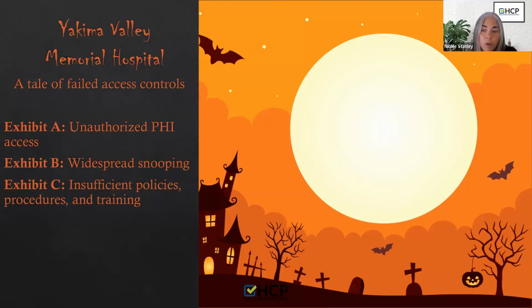Exhibit C. OCR discovered the chilling detail that Yakima Valley did not have sufficient policies, procedures, or training for staff. So when your foundation is shaky, it's no wonder that things begin to crumble. Policies and procedures really do set that baseline, that foundation, and then everything else within your compliance program should really be built on top of those policies and procedures as the foundation.